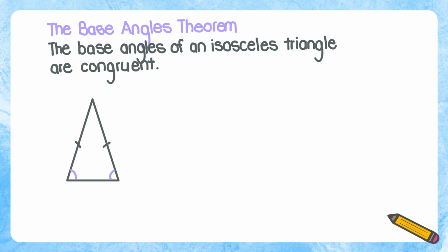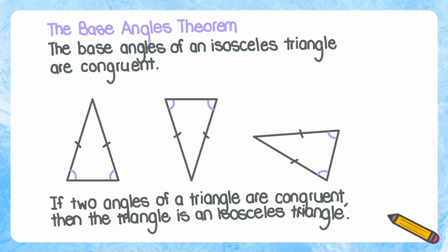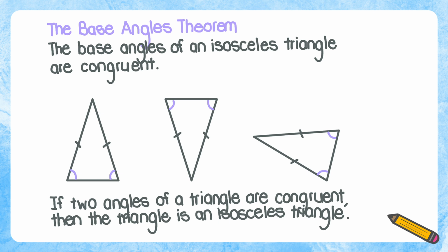So for example, here is an isosceles triangle, and notice how the two base angles are marked as congruent. And regardless of which way the isosceles triangle is facing, it's always the base angles that are congruent to each other. Also note that the converse of this theorem is true, so not converse like the shoes, but the statement in reverse. So if two angles of a triangle are congruent, then the triangle is an isosceles triangle. So if you see two angles that are congruent to each other, that means your triangle is an isosceles triangle.